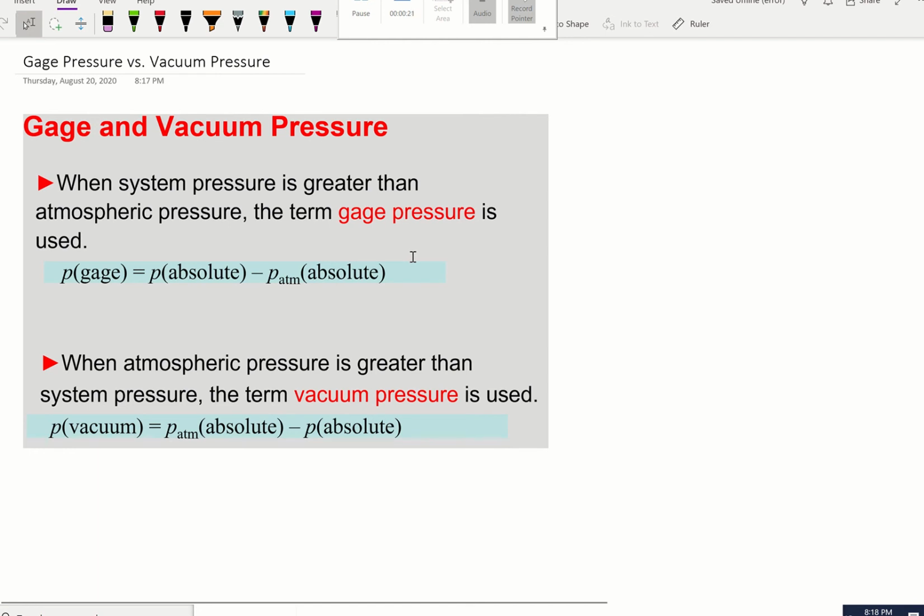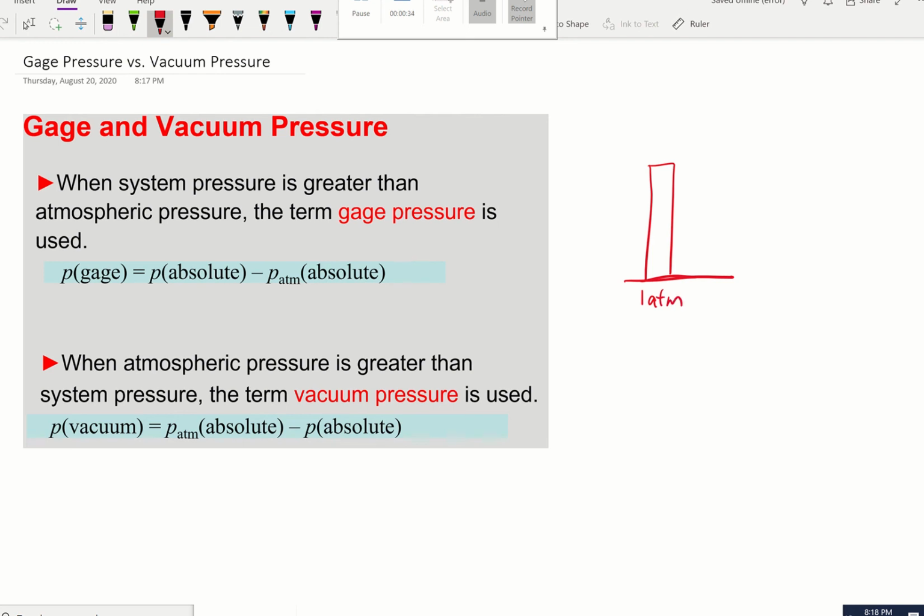For example, let's illustrate. This is the gauge pressure. We're going to call this our atmosphere pressure. So this is 1 atmosphere pressure. If it's 1 atmosphere pressure, we know that's the pressure right here. If it's in PSI, pounds per square inch, 1 atmosphere pressure is 14.696 PSI.